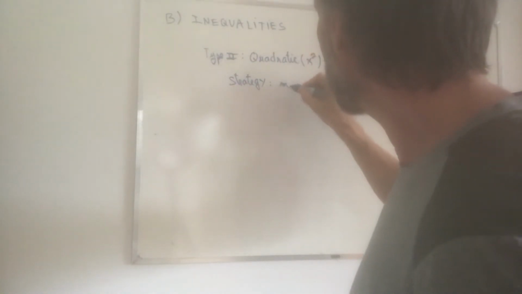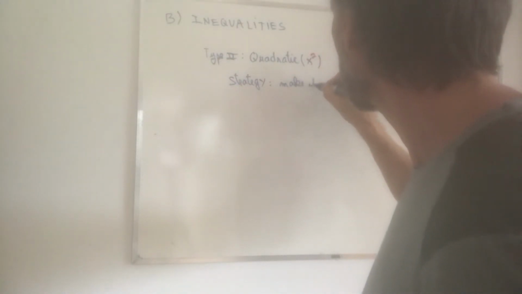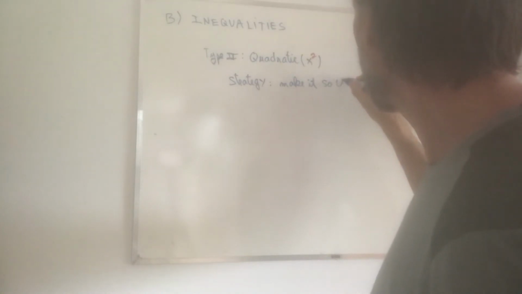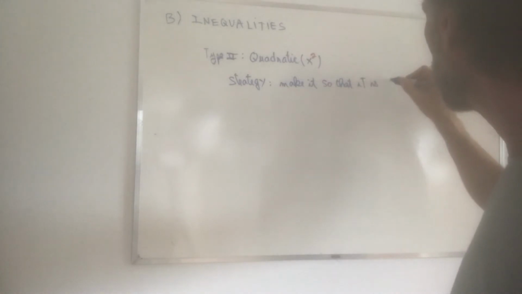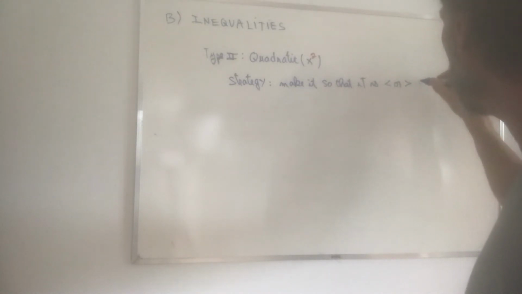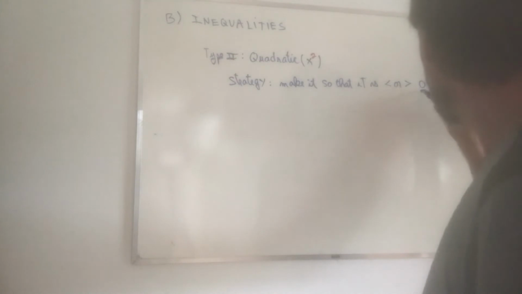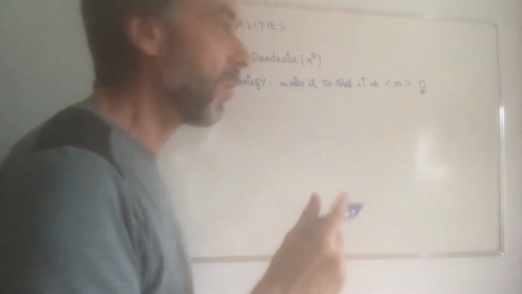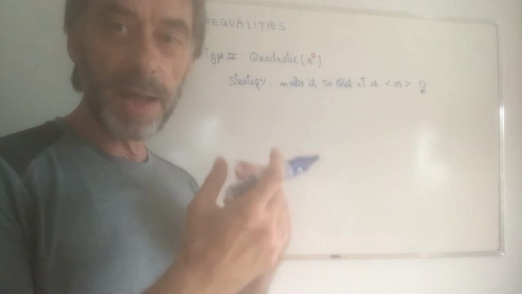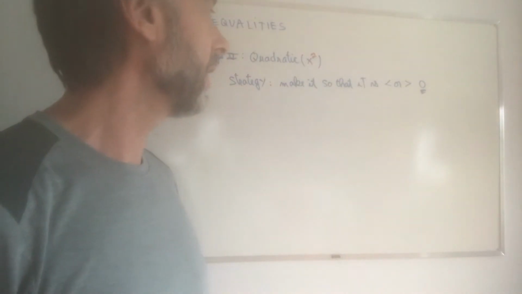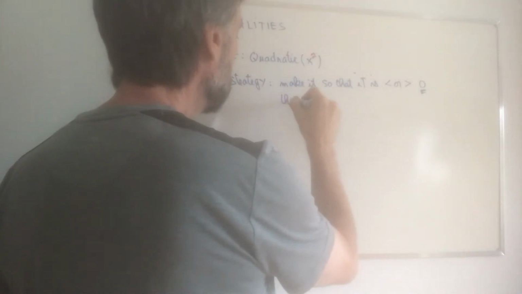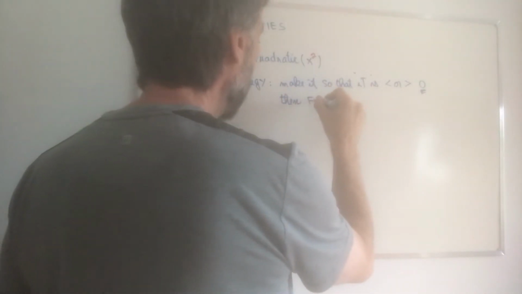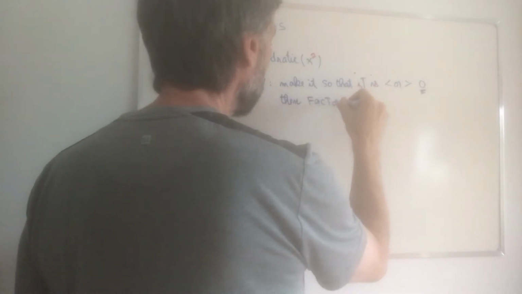Strategy: make it so that it is less than or greater than 0. So the 0 is the key here. We want to have the x's on one side and we want to have the zeros on the other. Okay, and then basically what do we do? We try to factor the side with the x's.